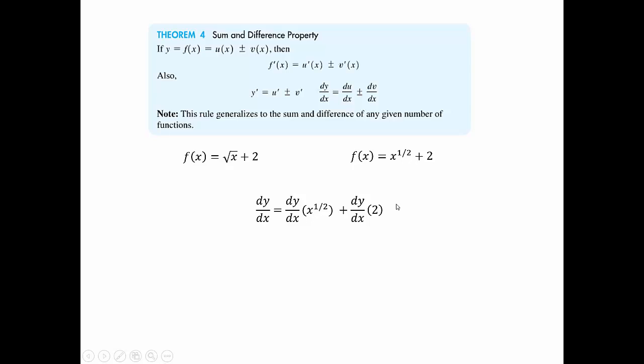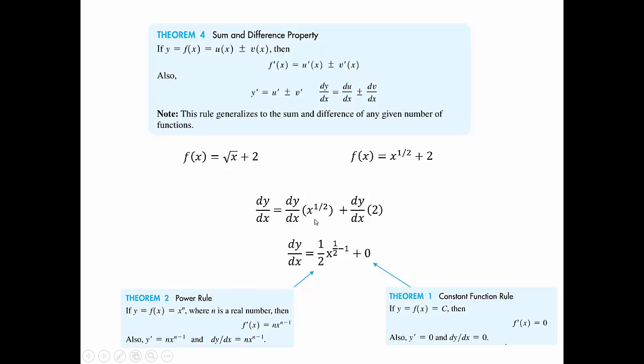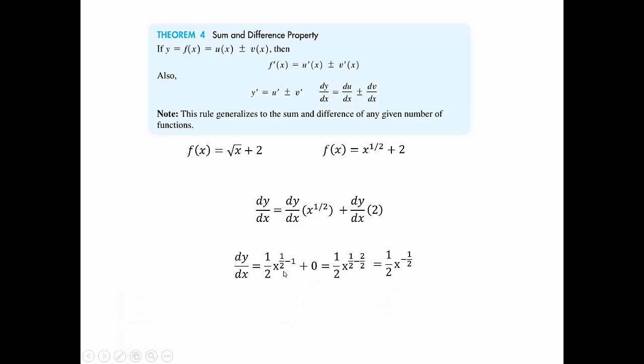x to the 1/2, and I can take the derivative of 2. So the derivative of x to the 1/2, I bring the 1/2 down, and then I subtract 1. The derivative of 2 is a constant, so that just becomes 0. So all I'm working with is this piece right here. I just need to do 1/2 minus 1. Well, 1/2 minus 1, get a common denominator, 2 over 2. 1/2 minus 2 over 2 is negative 1/2.